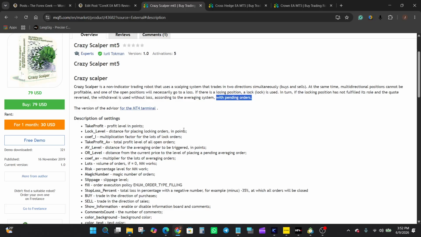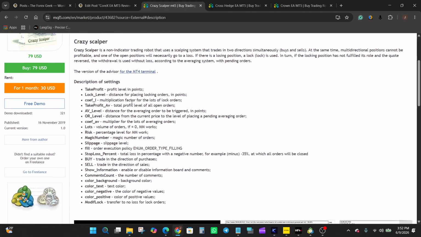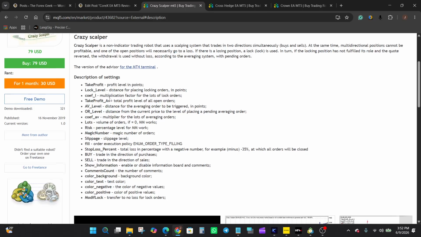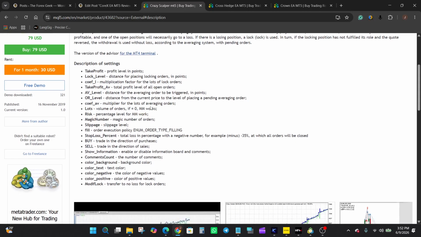Now, moving into the settings section, there are quite a few parameters available for customization. We can see controls for take profit, levels, lock order distance, lock lot multipliers, averaging distances, pending order placement levels, and averaging lot multipliers. There are also money management options, including fixed lot sizing and risk-based position sizing when the lot value is set to 0.